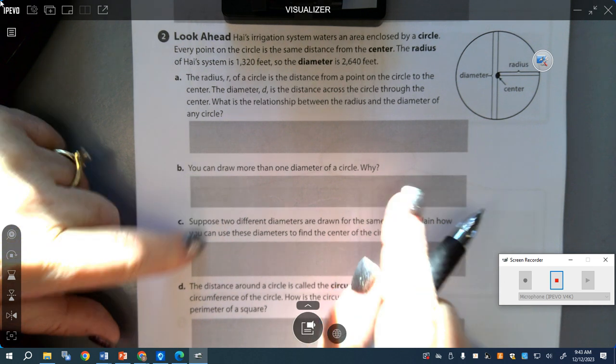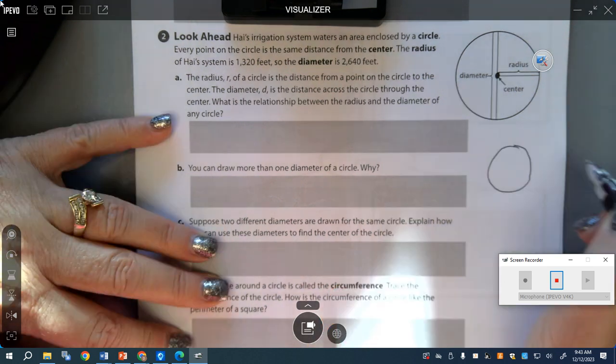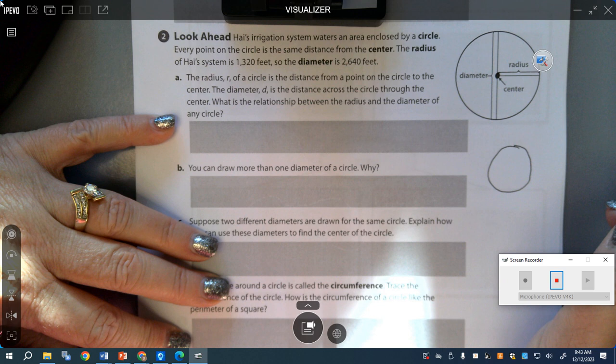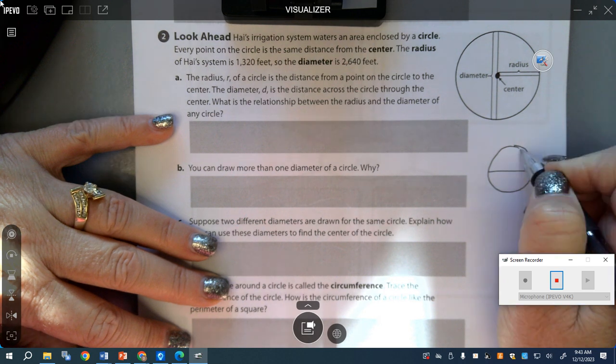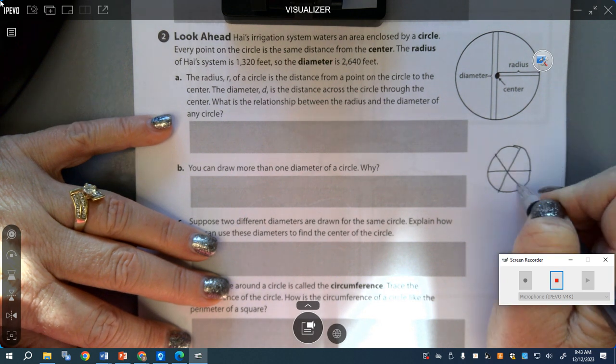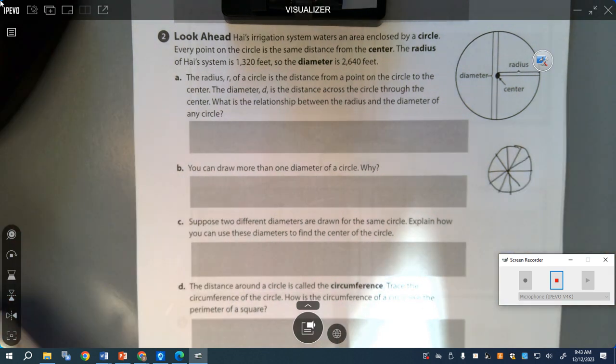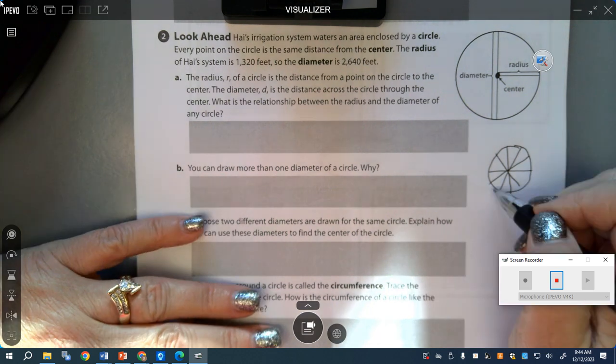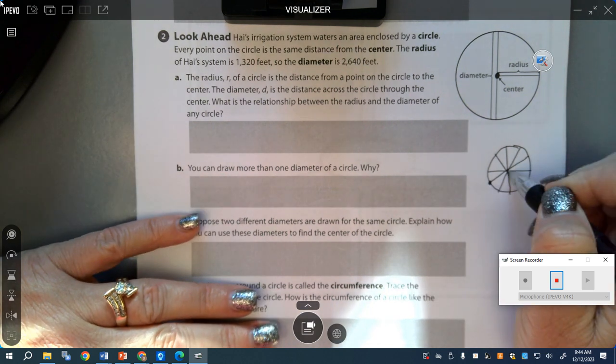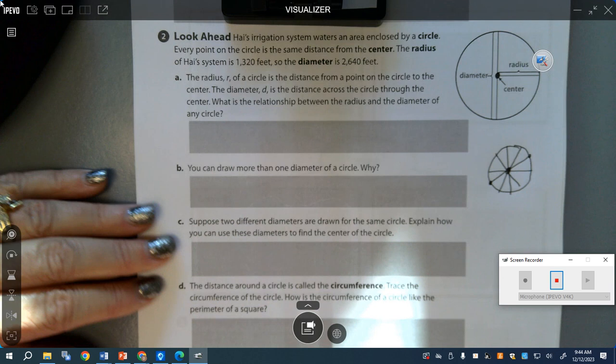Absolutely. Look, if this is my circle right here, my diameter can go this way. My diameter can go here. This is a diameter. This is a diameter. That's a diameter. So the diameter can go anywhere on my circle as long as it goes from one side through the center to the other side. You got yourself a diameter.